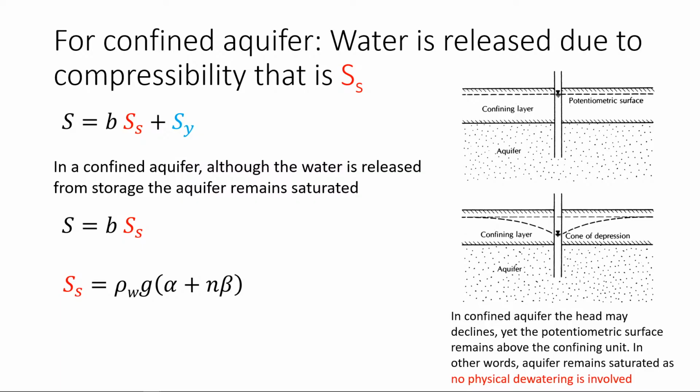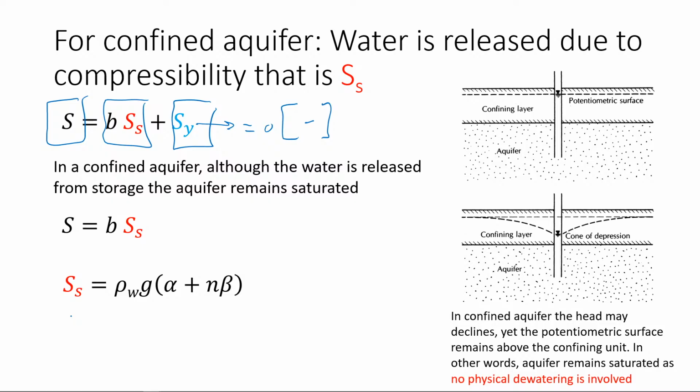In a confined aquifer, remember this is our storage coefficient, and it has two components. It has specific yield, and it has specific storage times your aquifer thickness, and this is dimensionless. In a confined aquifer, although water is released from storage, the aquifer remains saturated. What does remaining saturated mean? It means that this one is equal to zero. I'm not dewatering the pore space.